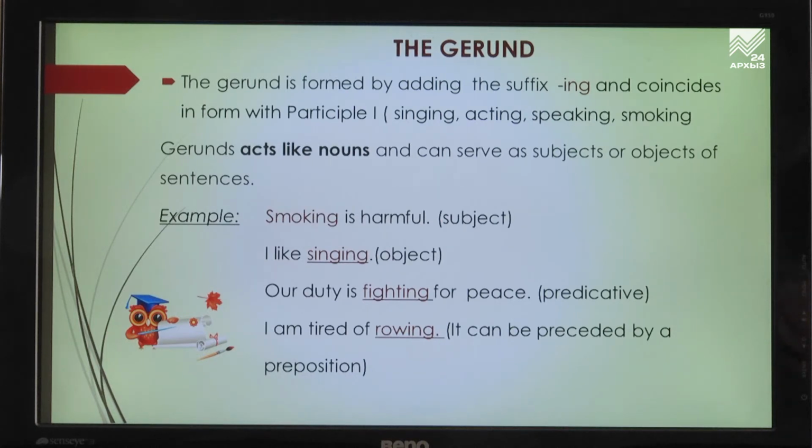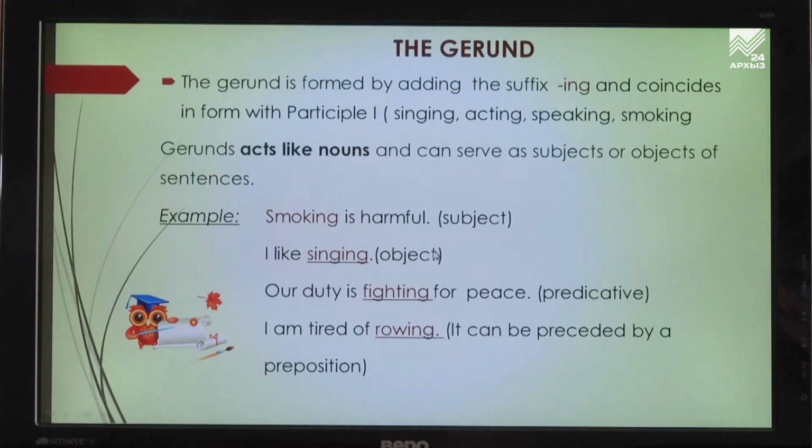So, here are the examples. Smoking is harmful. Smoking is the gerund. It is the subject, expressed by the gerund. Курение вредно. I like singing. Singing, in this case, is an object, and it is expressed by the gerund. I like singing. Я люблю петь.